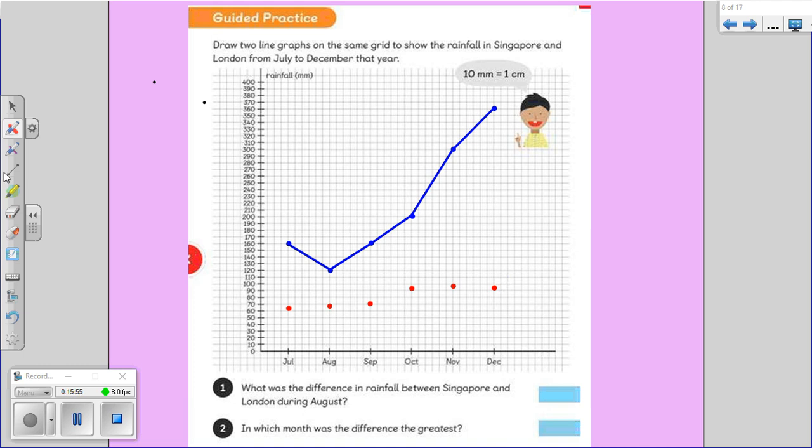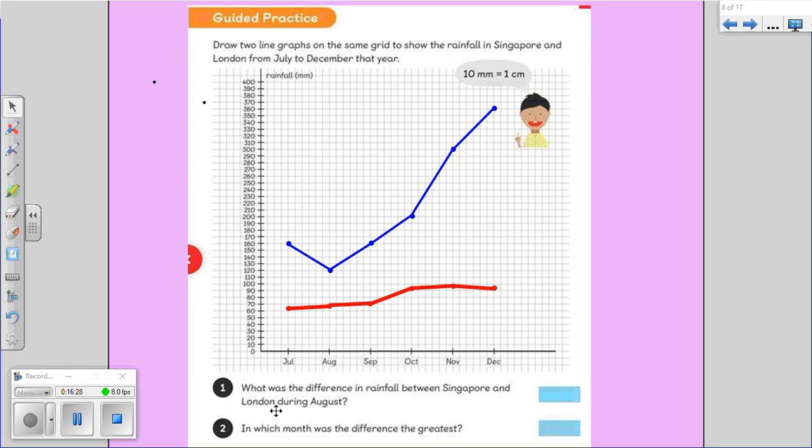Okay, and then again with a ruler, you should join up your points. And it's really important that you use a ruler as well. Okay, now we can clearly see the trends of the two different cities of rainfall, so we can answer these questions.